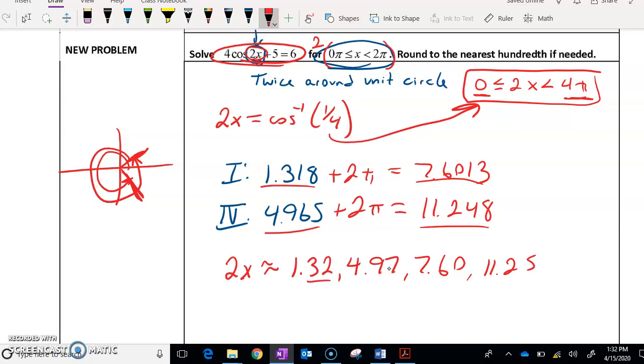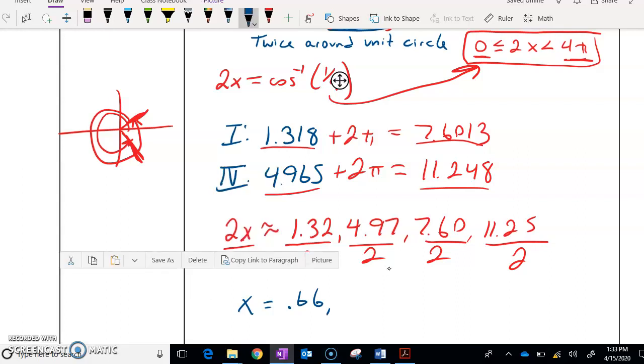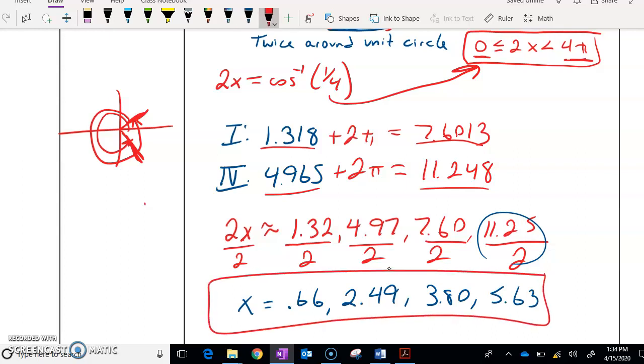Okay, so I'm dividing everything now by 2 because I still want to get that x by itself. So I end up getting 0.66, 2.49, this one is going to be 3.80, and this one is going to be 5.63. Okay, so this is actually going to be my final answer. So you're not done until you do this final step to get the x by itself.